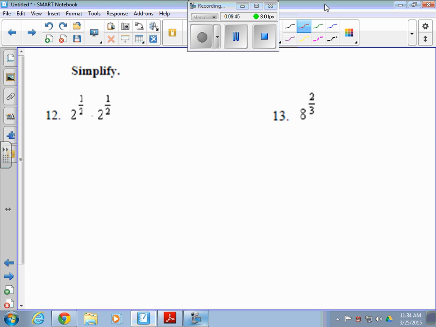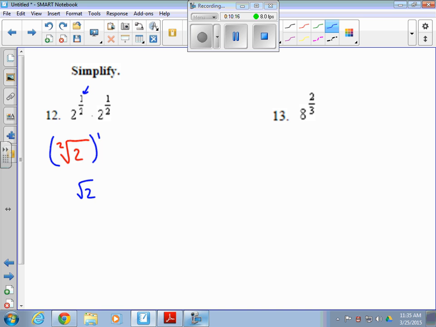Number 12, simplify these. Remember, the bottom number is the index. So if you're looking at them as radical form, it'll be the square root of 2. The top number, this one, is what you raise it to, the first power. So the square root of 2 is going to be the square root of 2, and it's raised to the first power. So that one will simplify to the square root of 2.